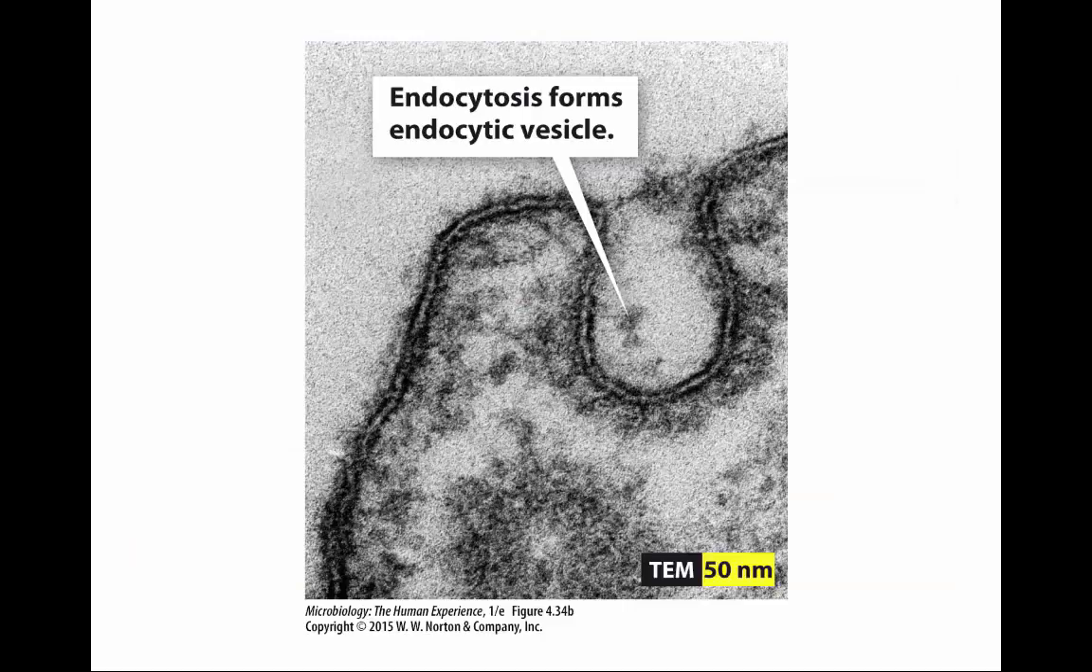Okay, so here is an EM picture. Again, the electron microscope allows us to see this. Here's the membrane of the eukaryotic cell, and it's engulfing these particles here. So this endosome is being formed.